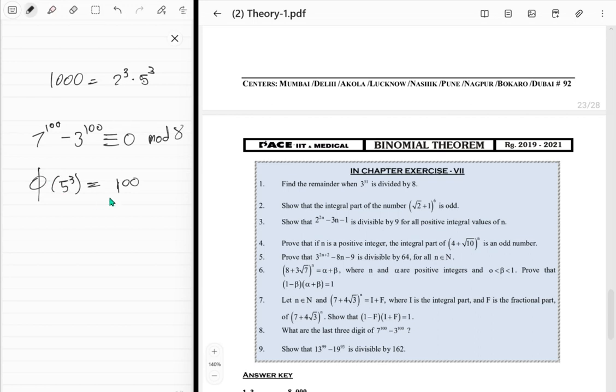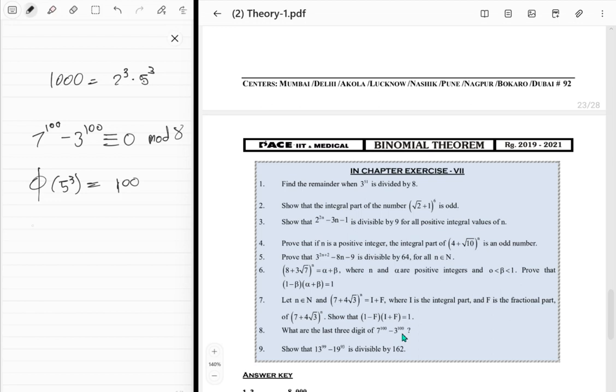So it's also coprime to 5 or 3, of course, and that means it's congruent to 1 modulo 5^3. I mean, basically both 7^100 and 3^100 have remainder 1 when divided by 5^3. So their subtraction will have remainder 0 when divided by 5^3. So the thing is, this whole quantity is a multiple of 1000.